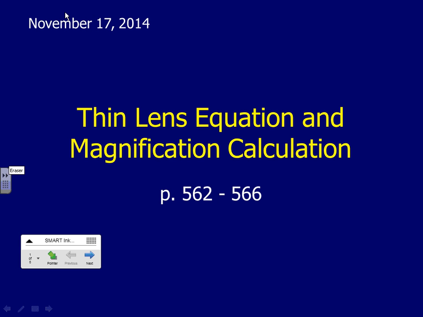Okay, so the thin lens equation and the magnification calculation, again, as I stated moments ago, these equations are exactly the same as what we've seen. It's just in the location of images versus objects. Again, we've already seen it.